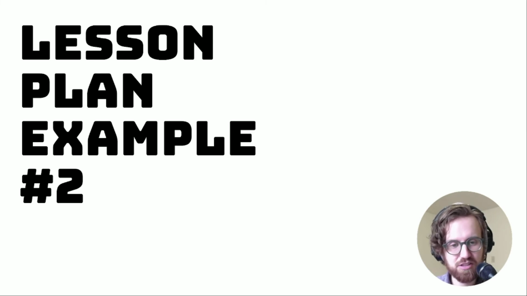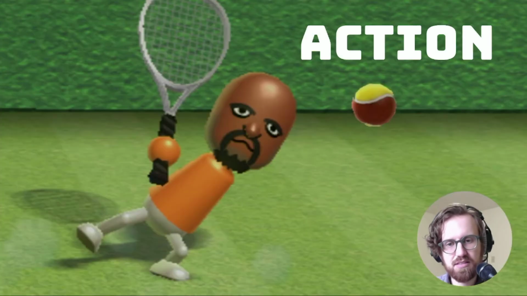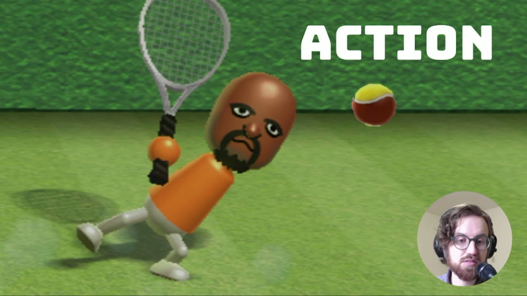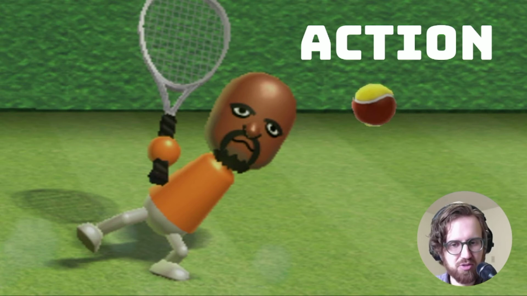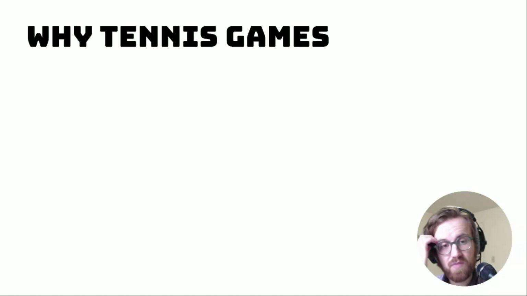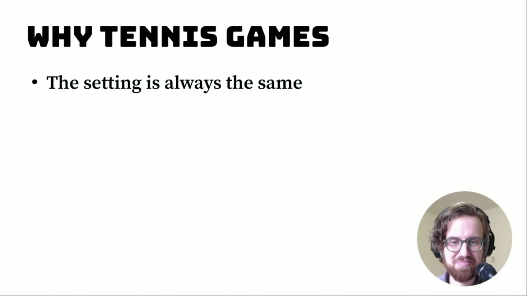This next specific example that we're going to do is about action, of course. And I use tennis video games to introduce this, unless the student has some other action that they're interested in. Now, why do I use tennis games? Well, the setting's always the same. Similar to how we use racing games to isolate just the setting so we can focus on that. With tennis games, we can focus on the action.